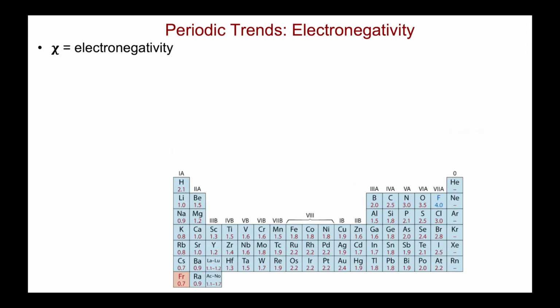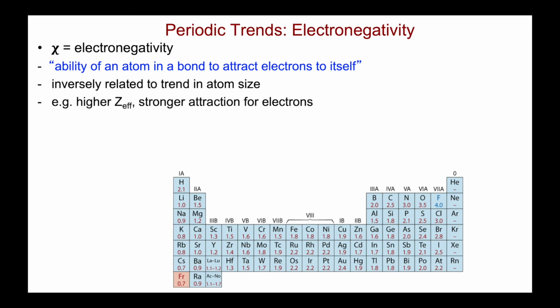A very important parameter in chemistry is the electronegativity of an atom, chi. The electronegativity is defined as the ability of an atom in a bond to attract electrons to itself. How effective is it in competing for those bonding electrons? The effectiveness is inversely related to the trend in atom size.